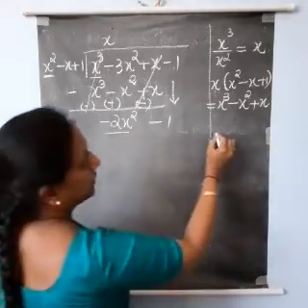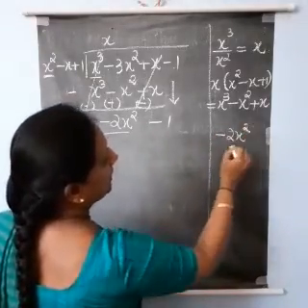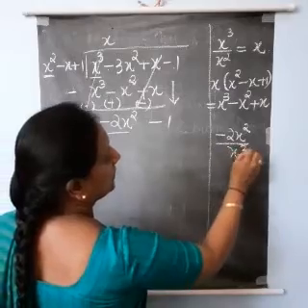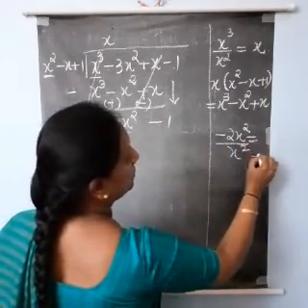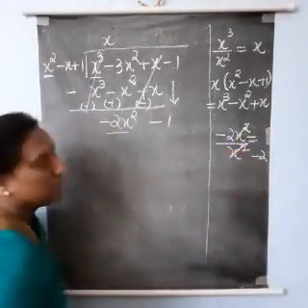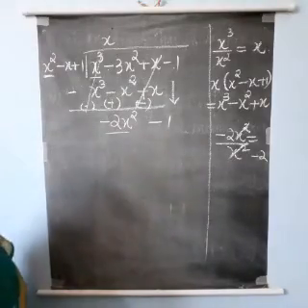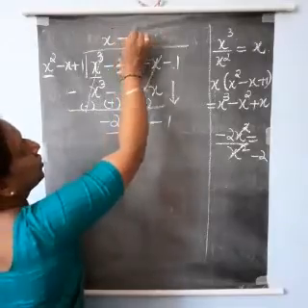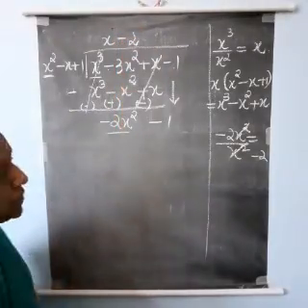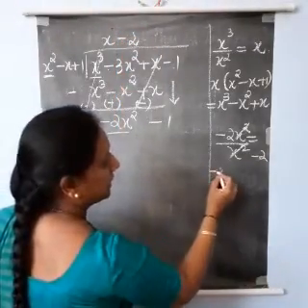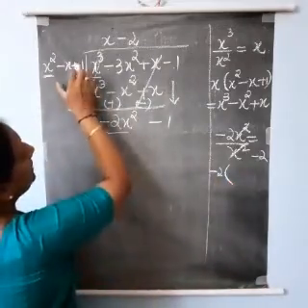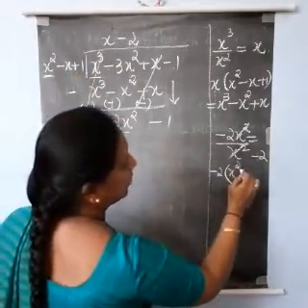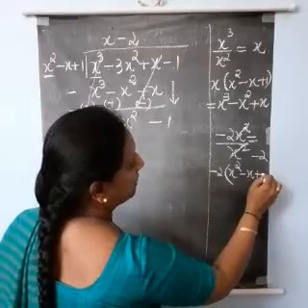When you divide, what will you get? Minus 2x squared by x squared. That will be equal to minus 2, because x squared and x squared will cancel out. So you get minus 2. Whatever answer I have got here, I have to write in the quotient. Then what should I do? I should multiply minus 2 by the entire divisor, that is x squared minus x plus 1.